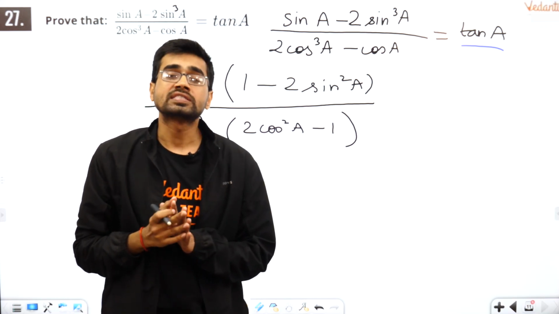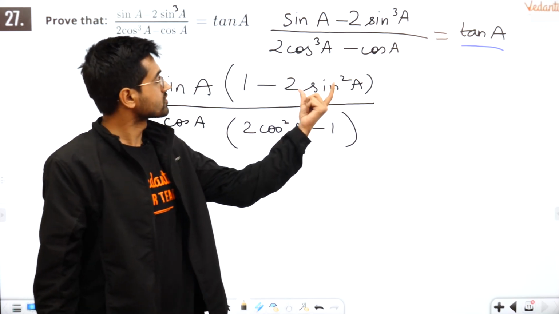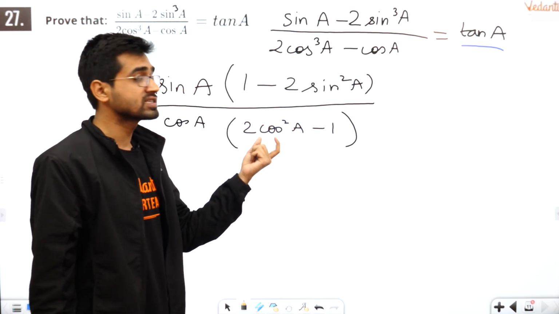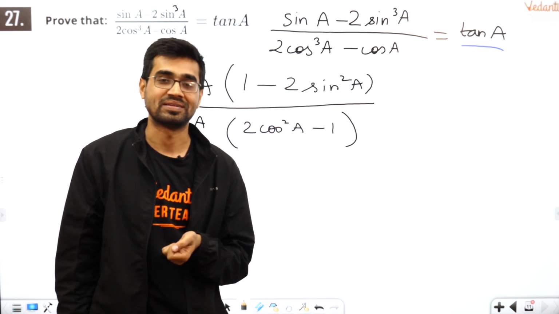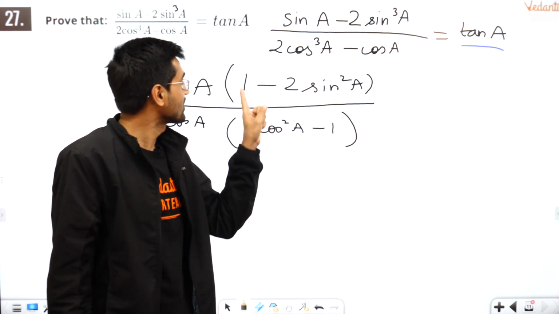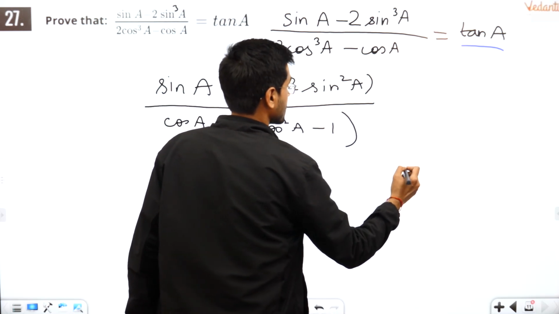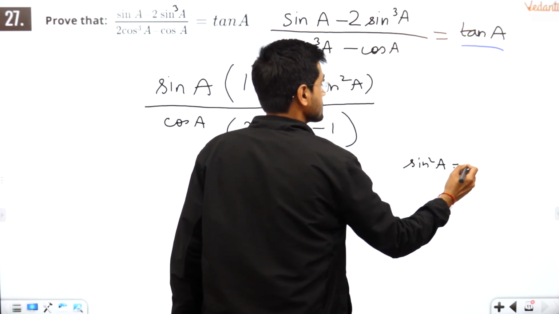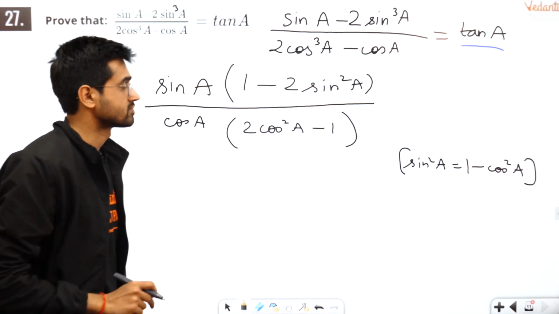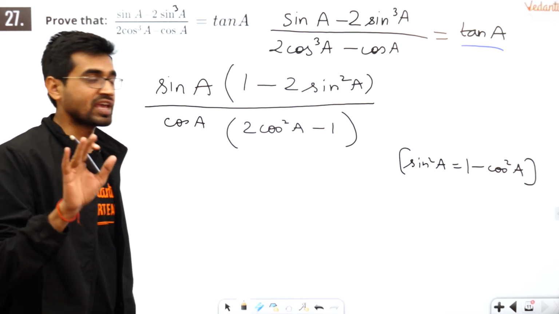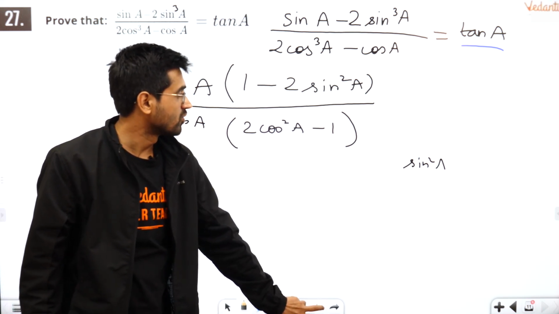Remember an identity, sin square theta plus cos square theta is equal to 1. Either you can replace one place of sin square or this place, otherwise you have to replace at both places. Now which is better? Replace either one of it. So I will use this identity, that sin square theta can be written as 1 minus cos square theta. But if you want to literally save your time, do not put that. Put cos square.